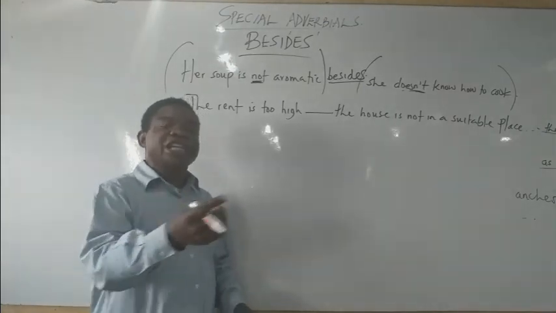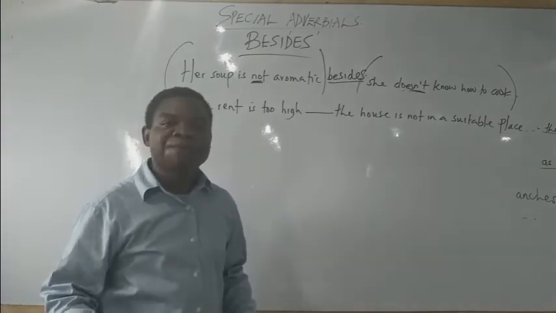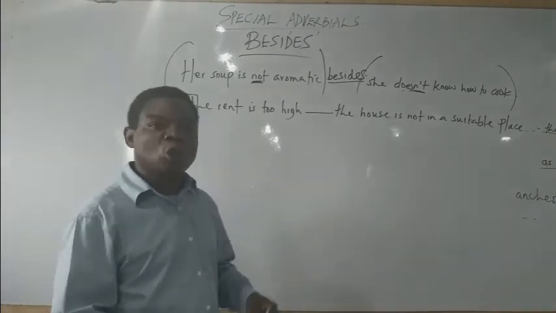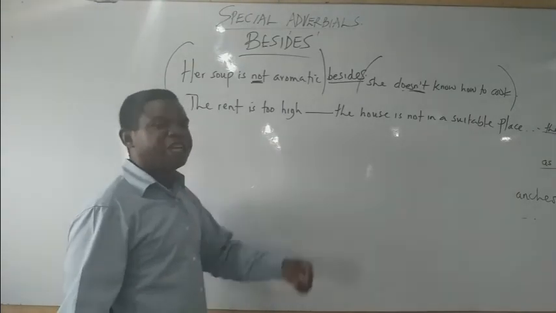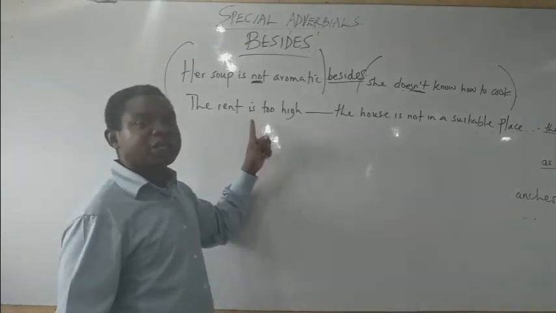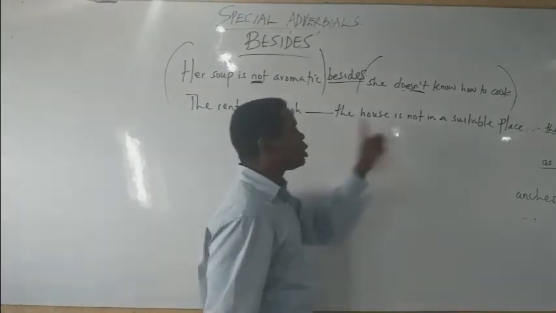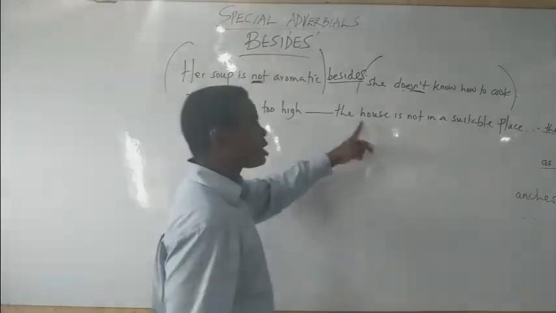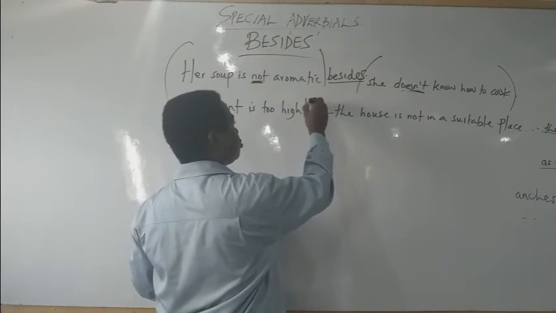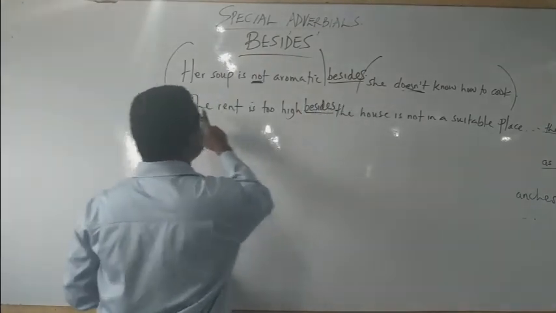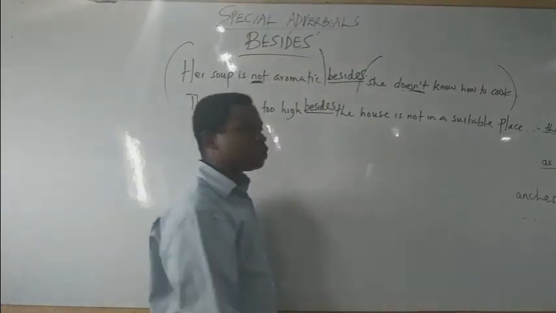The rent is too high. What you can infer from here is that the person will not want the apartment. So the inference is that it has what? Negative meaning. The house is not in a suitable place. So since the two clauses are negative in meaning, what joins them? Besides. So I have: the rent is too high. Besides, the house is not in a suitable place.